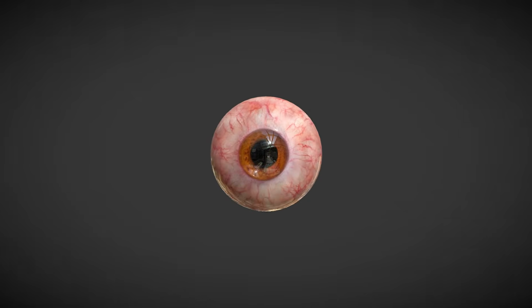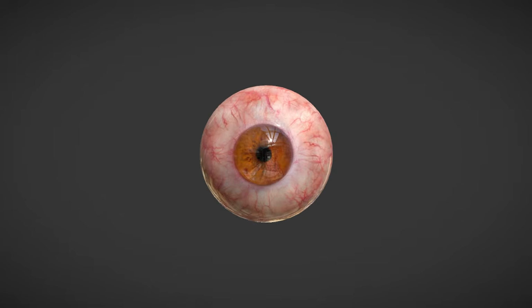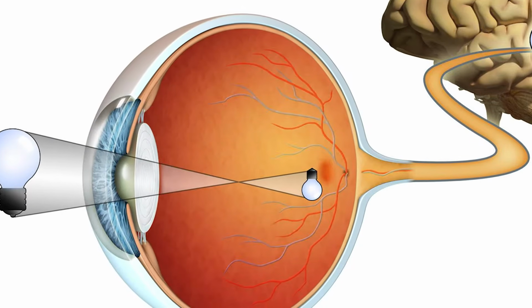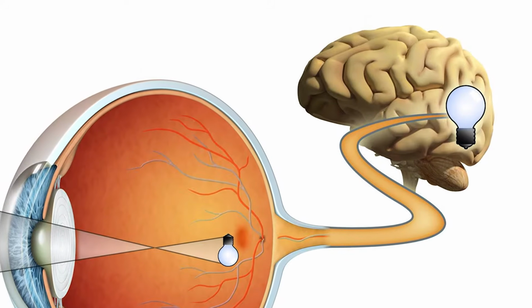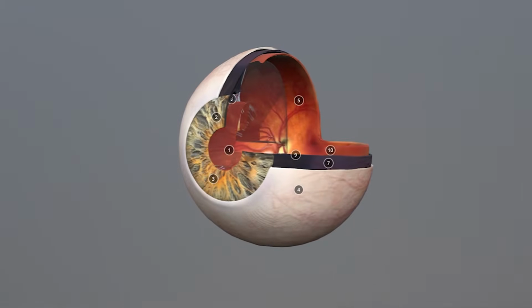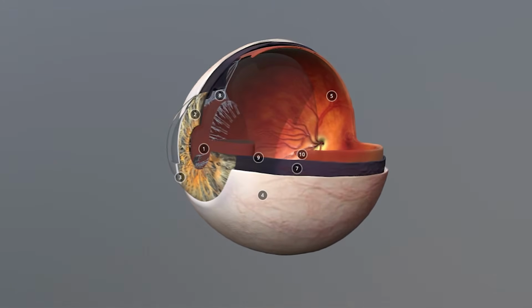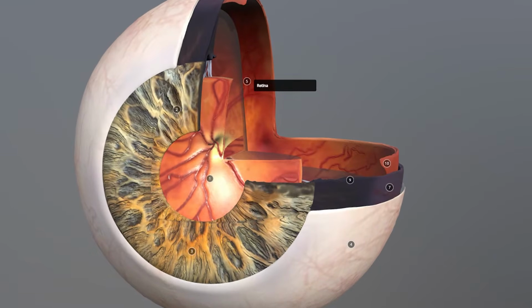The human eye is a sophisticated optical instrument that functions similarly to a camera. It collects light from the environment and transforms it into neural signals that the brain interprets as vision. Every component of the eye, from its external protective structures to its intricate internal layers, works in harmony to focus light accurately onto the retina, where visual information is processed.